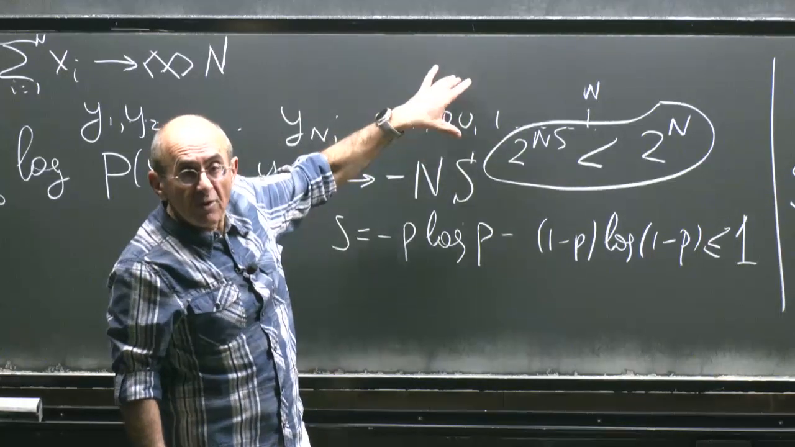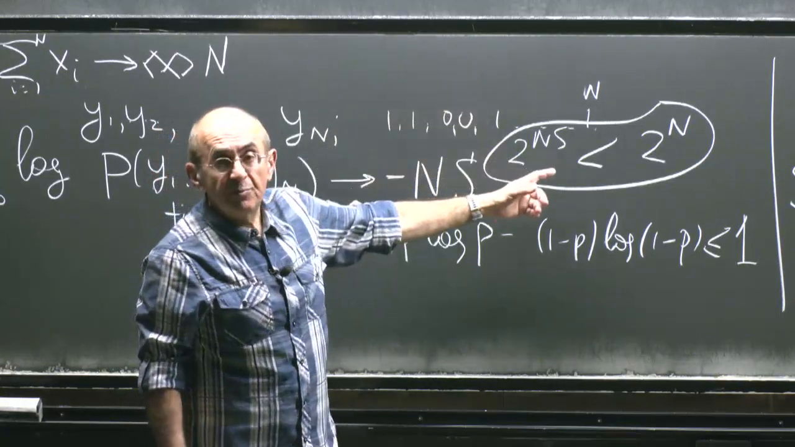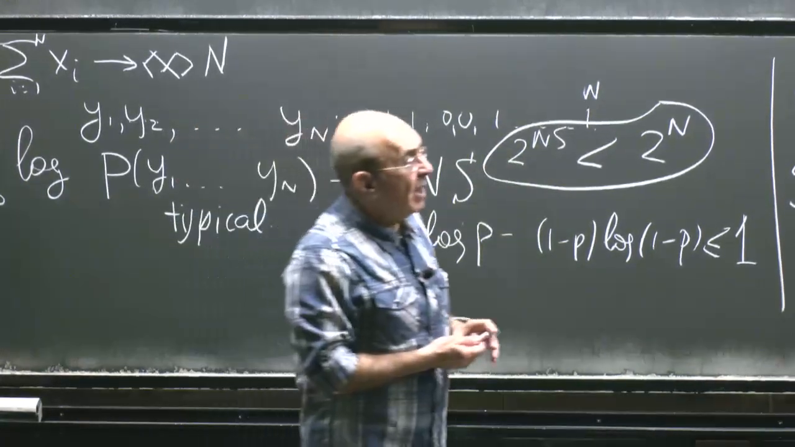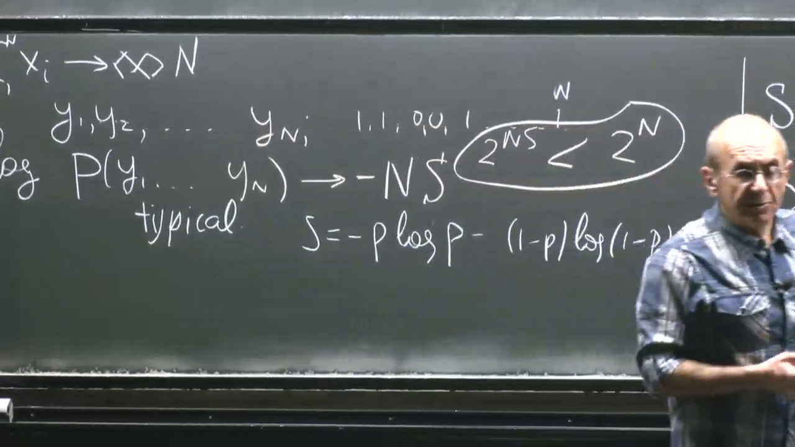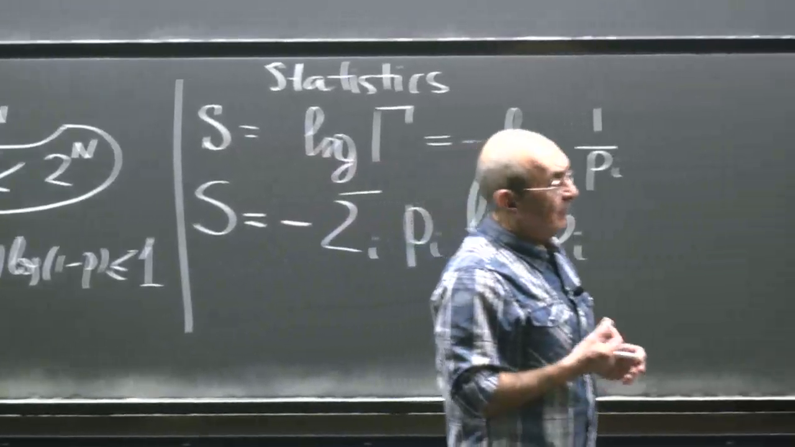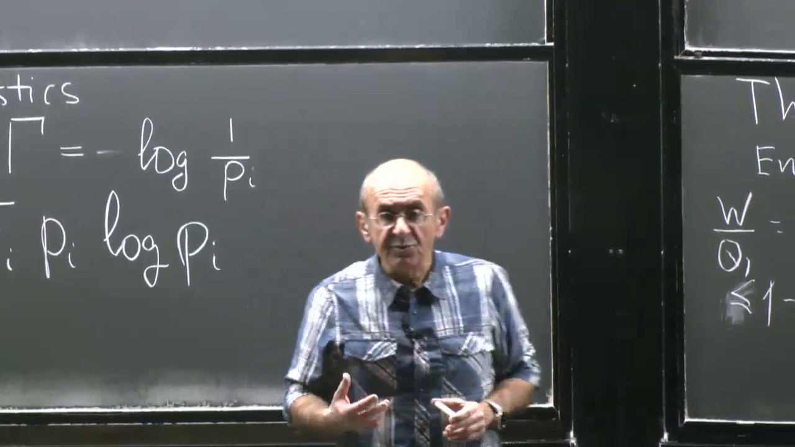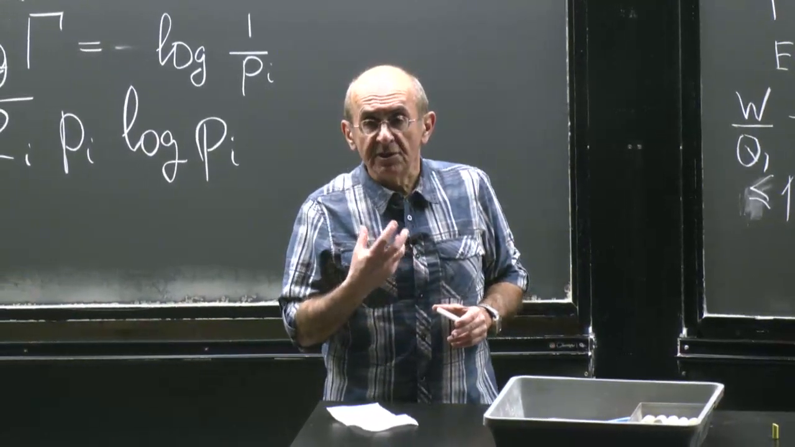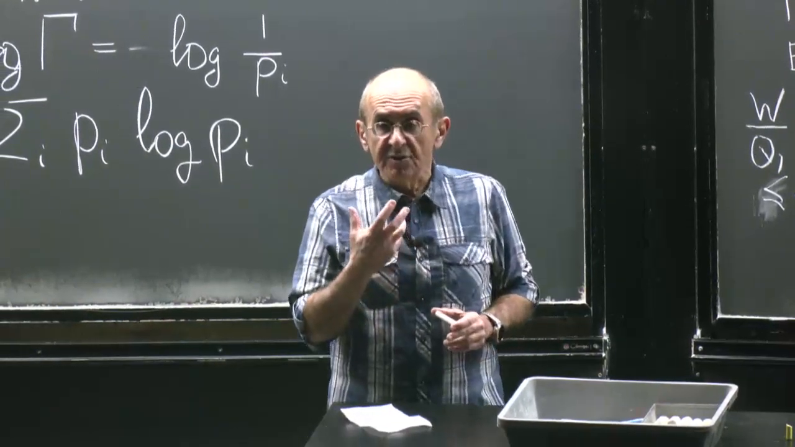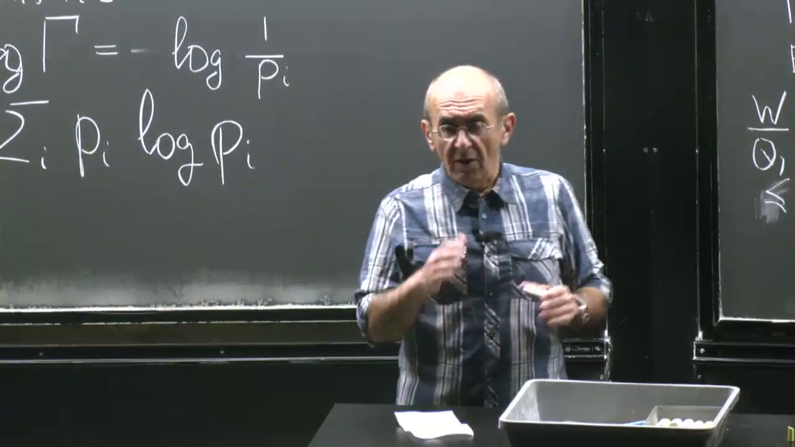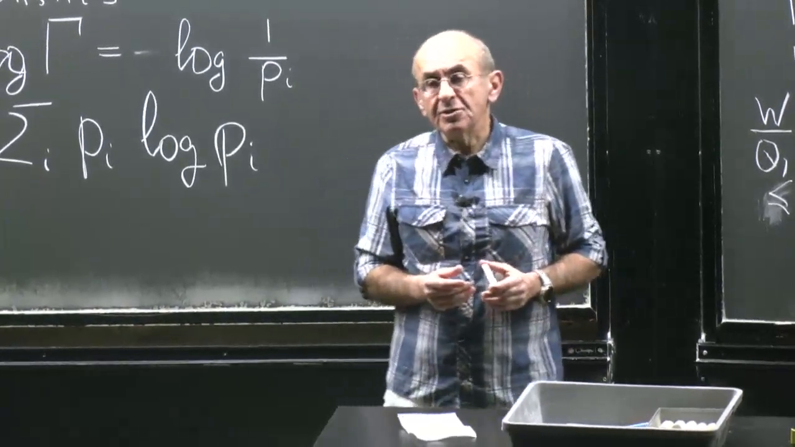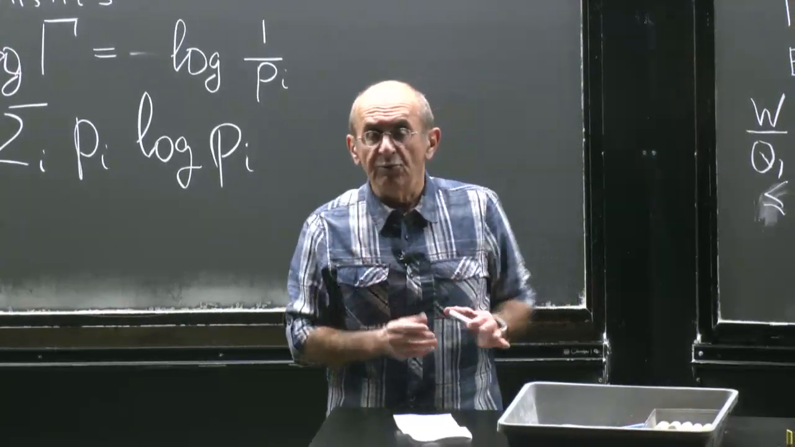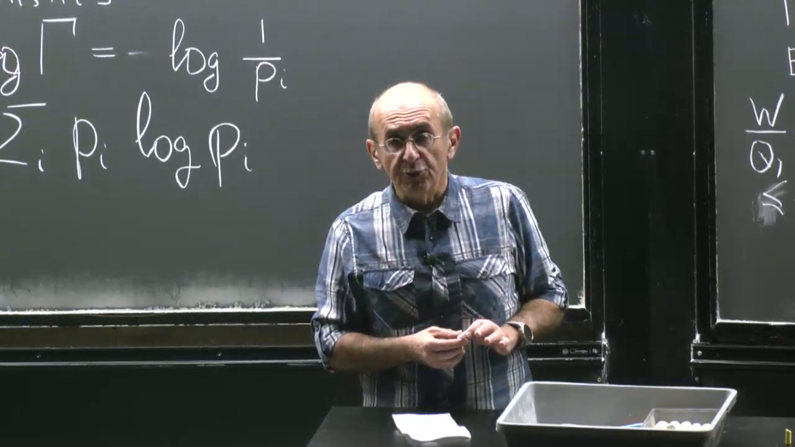You can use a more effective encoding, which will be encoding only typical sequences, and this is why entropy plays such a prominent role in information theory. It's because it describes not only the average rate of information transfer, it also describes the ultimate rate, the fastest rate of information transfer, or the shortest mean length of the code word which you use to code your object.